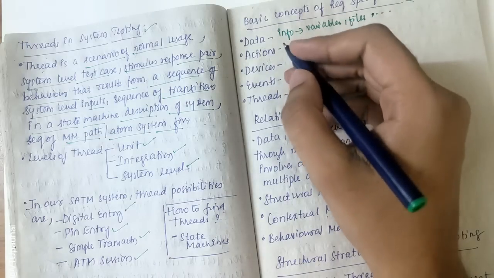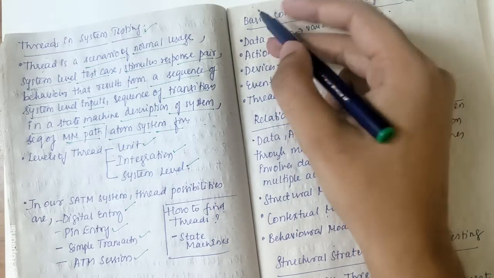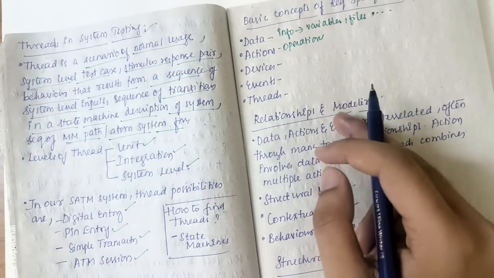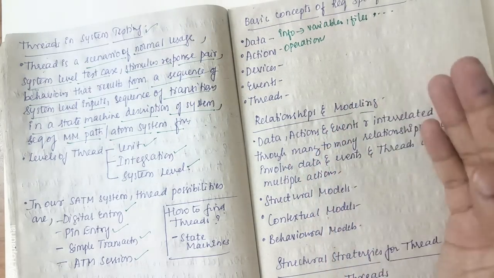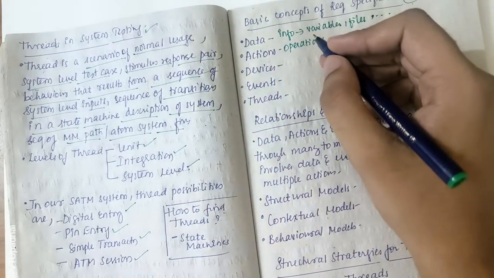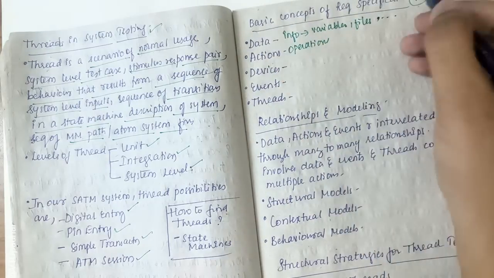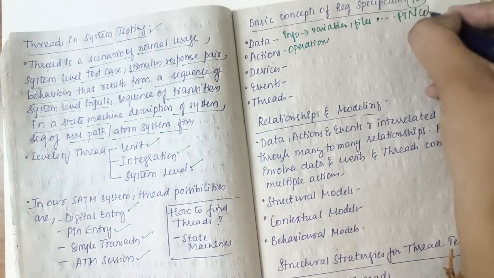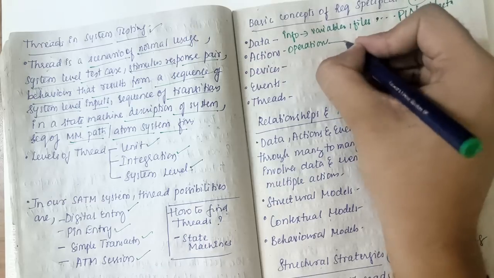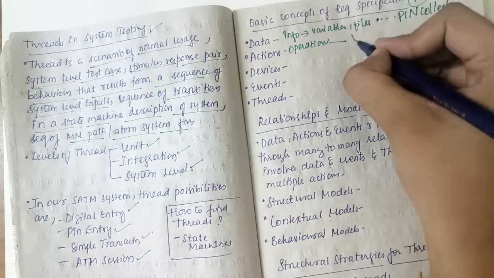Then I have actions. Actions are the operations which are performed after taking the data. So once I consider the data, I have to perform certain operations, right? So these operations are called actions. For example, collecting the PIN was data here, and the action would be to tell if the PIN is valid or invalid.